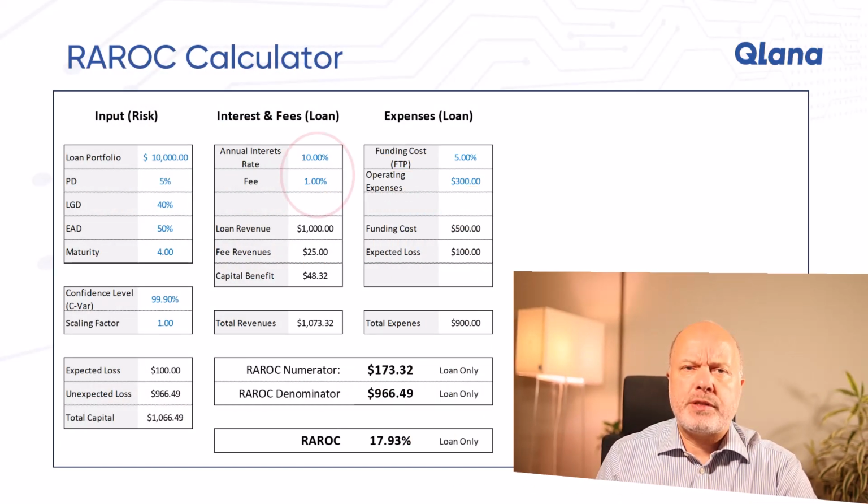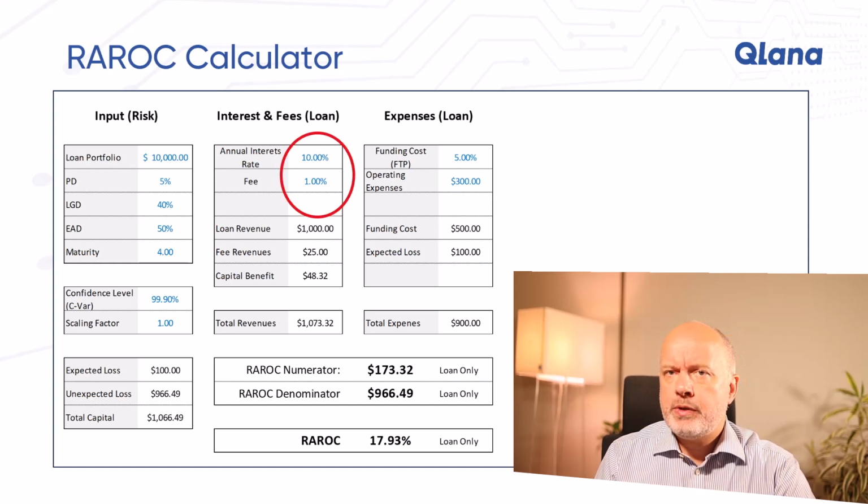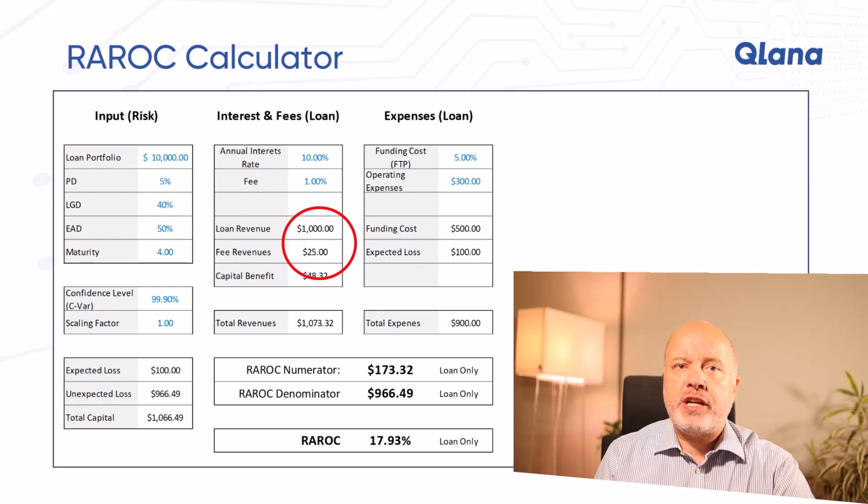Let's look at some numbers. Let's assume that our loan carries an interest rate of 10%. In addition, we have a 1% disbursement fee, which we distribute over 4 years. We assume that the interest income is $1,000, as the loan amortization happens at the end of the first year, and $25 for a quarter of the fee, as we distribute it over 4 years.